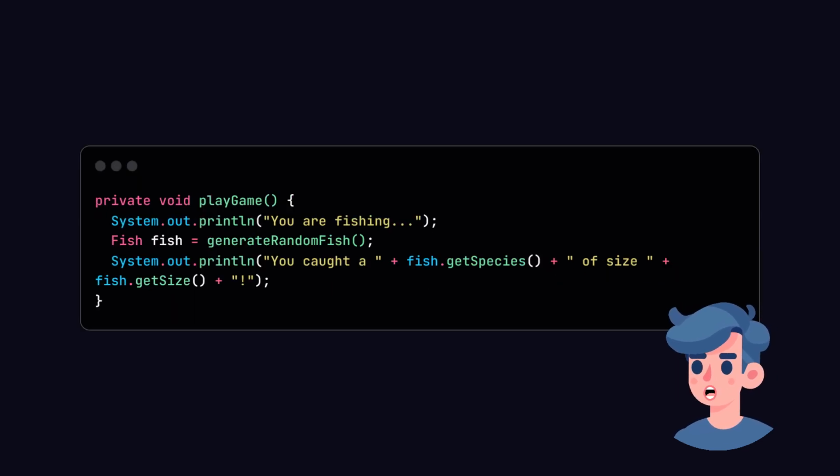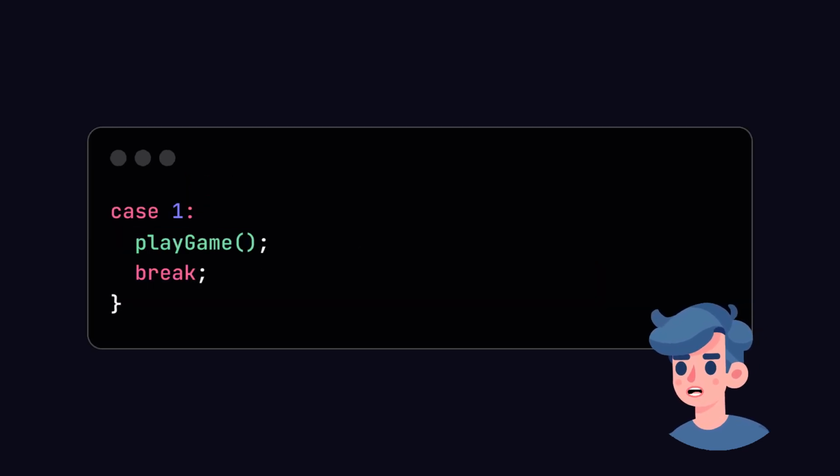Now, let's create a method to handle the main gameplay mechanics. In this method, players will attempt to catch fish. In our main method, we need to call playGame when the player selects option 1 from the menu.